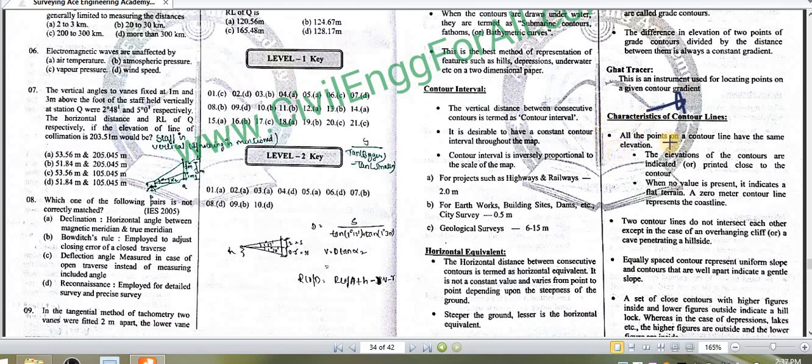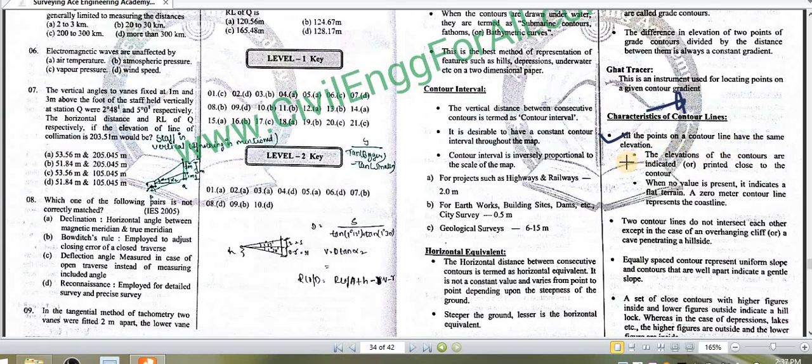All the points on the contour line have the same elevation. That is the first and foremost point: if you draw a contour line, it should pass through points having equal elevation. That is the main condition of a contour. So all the points on a contour line have the same elevation.